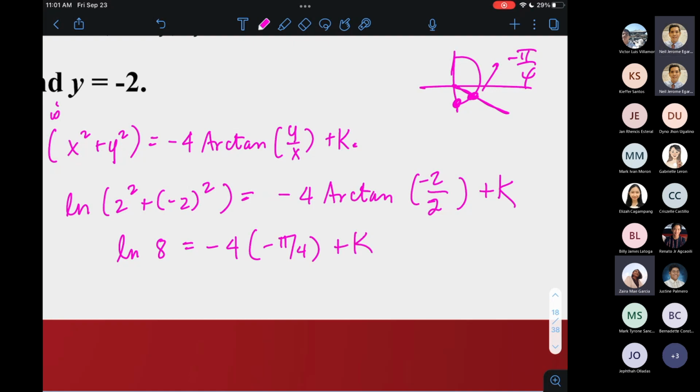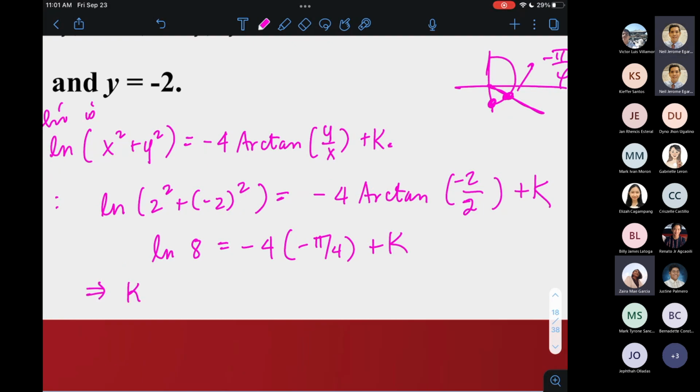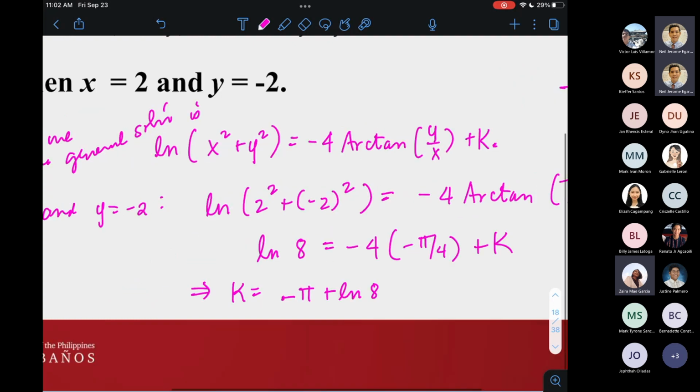Dahil wala naman yung option natin sa arctan ng negative 1, no? Pi over 4 or negative pi over 4. But it should be negative pi over 4 so that it's on the fourth quadrant. So here we will see that k is equal to what? It's equal to pi or negative pi ba? Kasi ito ay magiging positive pi. So negative pi plus ln 8. This is positive pi. Lilipat sa kabila, ln 8 minus pi. Mas okay yung itsura ng negative pi plus ln 8. Okay? So therefore, the particular solution we're looking for, dito na lang.